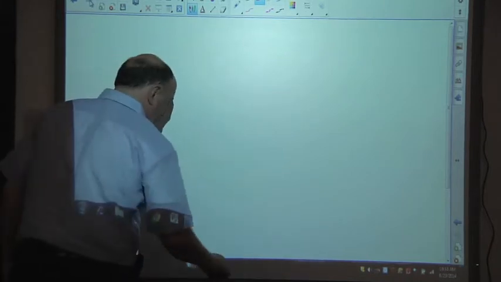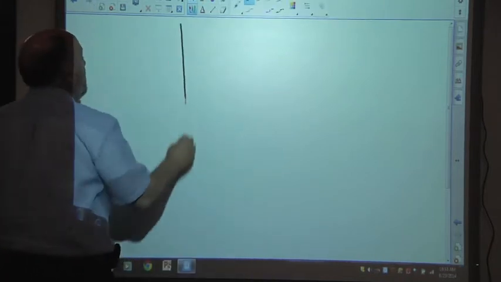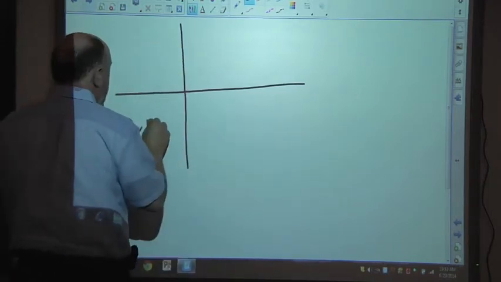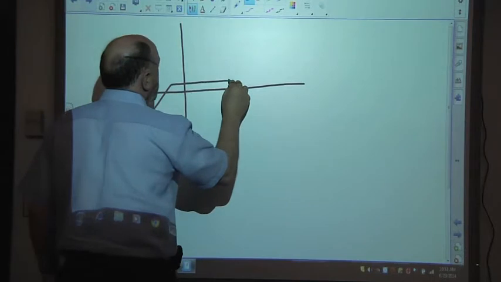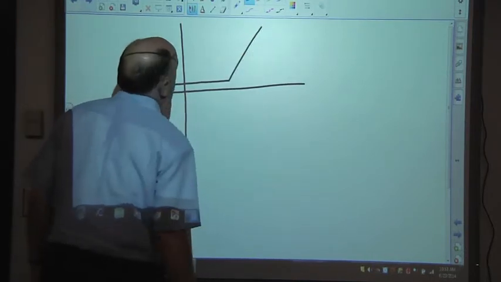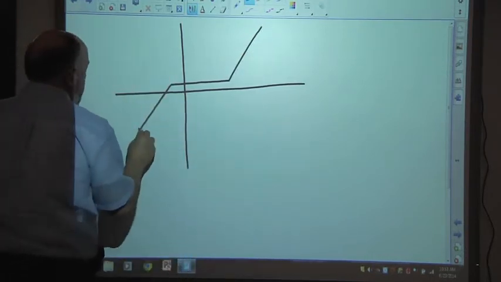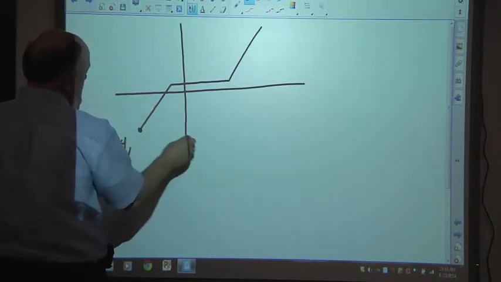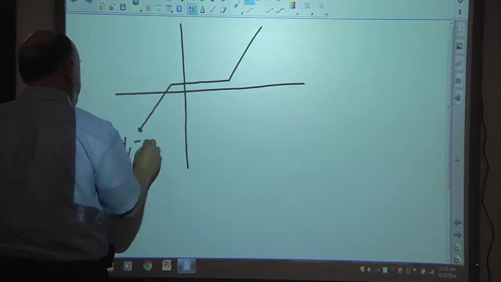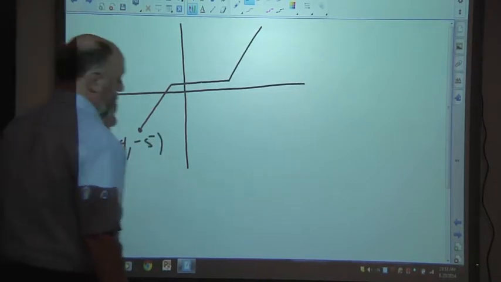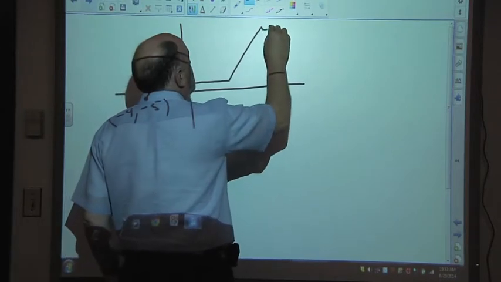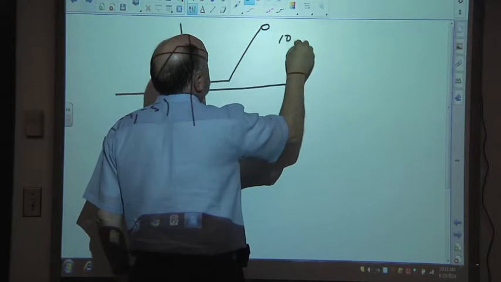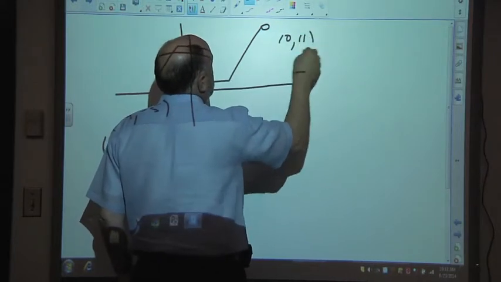So in terms of giving a graph then, let's say we got something that looks like this. It goes from here, across to here, and then up there. Right? Let's call this point (-4, -5). And at this other point, let's put an open circle and call it (10, 11).